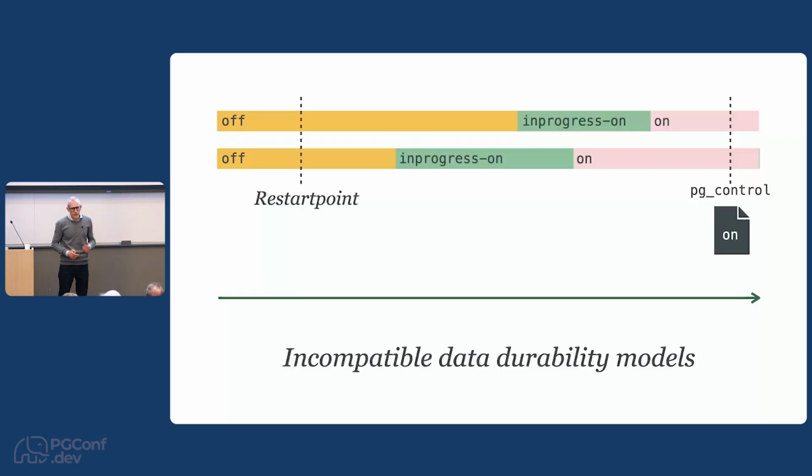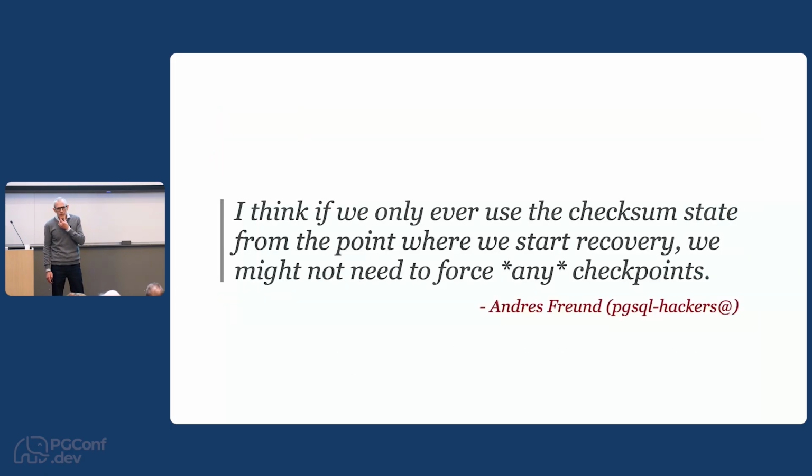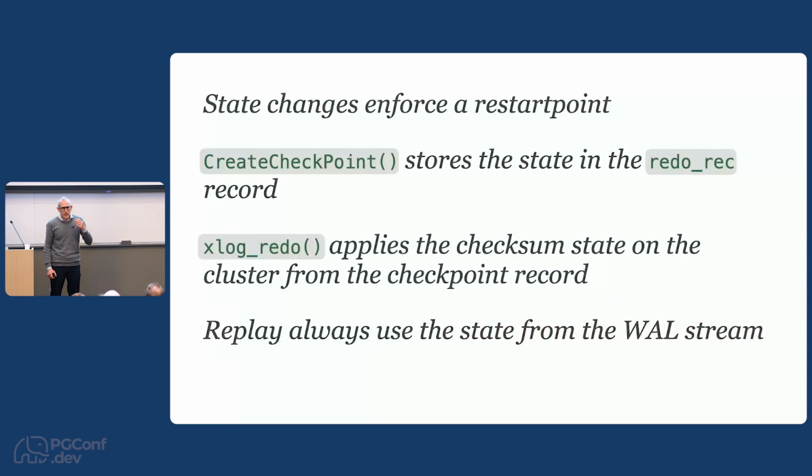And this was a thorny one, this was a pretty hard one to crack. But again, Andres had a good idea of basically moving the checksum state into starting a recovery. And while he was expecting us to not use any checkpoints, that turns out we actually had to. But the gist of the idea stays that every state change enforces a restart point, which means that whenever you're restarting, you will always restart on a state change. You will never have multiple state changes between a restart and where you are.